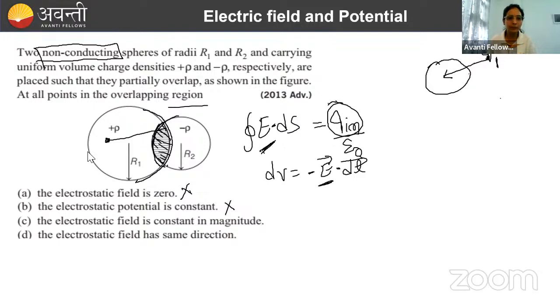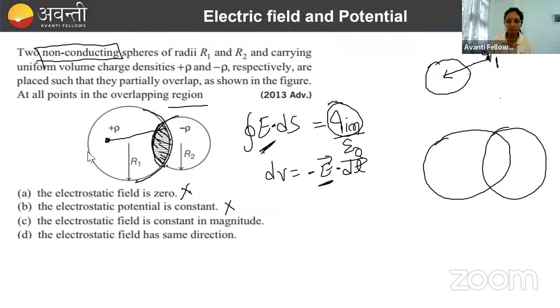Now come to the third statement: electrostatic field is constant in magnitude. So now we need to calculate the electric field, and we can do that very easily here. Suppose I am drawing the diagram again. This is the center of the first sphere and this is the center of the second sphere. Now let's take any point P inside the overlap region. At this point, I want to calculate the electric field.